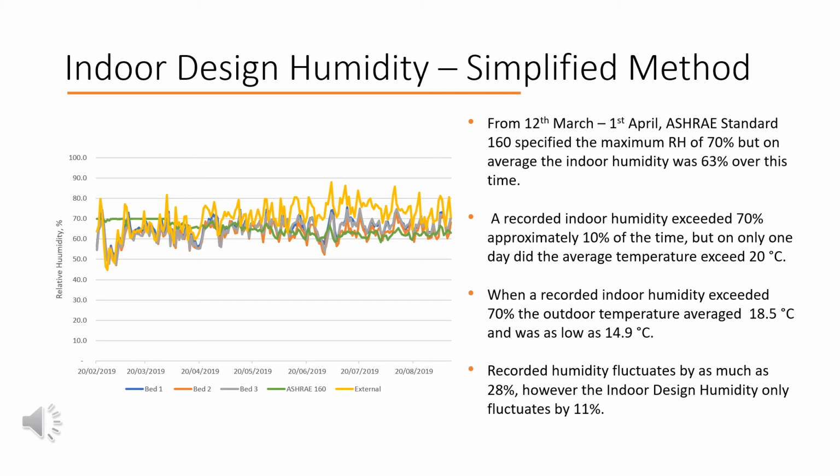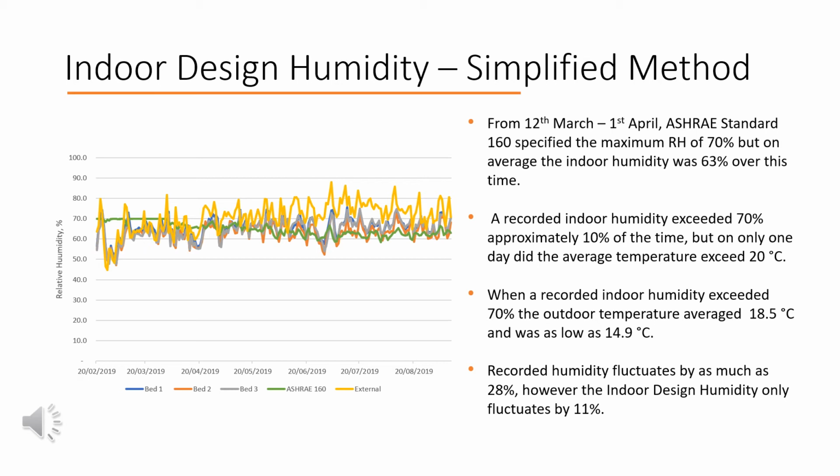Discrepancies regarding this 70% relative humidity maximum also arise when looking at situations where the measured data exceeds 70%. Relative humidity of 70% was exceeded approximately 10% of the time for each of the bedroom sensors, but on only one day, specifically the 23rd of February, did the daily average outdoor temperature simultaneously exceed 20 degrees. So this demonstrates several things.